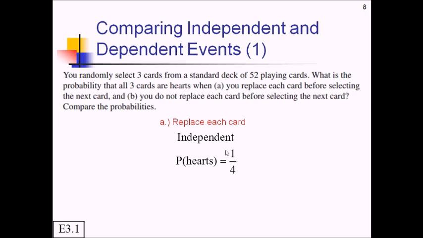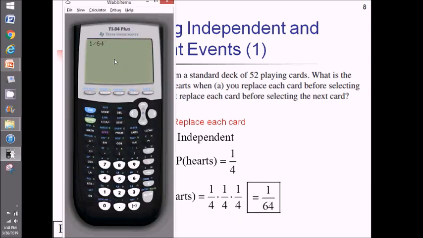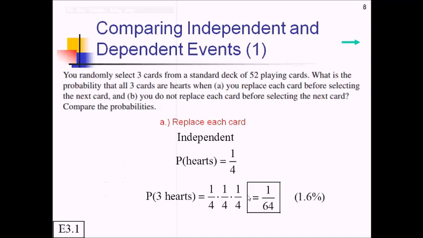Now, we want this to happen 3 times in a row. Each time we do this, though, we're replacing the card, so it's still going to be a 1/4 chance each time. So we have 1/4 times 1/4 times 1/4. This is the probability of drawing 3 hearts in a row. Multiplying these together, we've got 1 over 64. Which, let me just plug that in the calculator. Plugging that in, that's going to come out to, let's see, about 1.6% and some change.